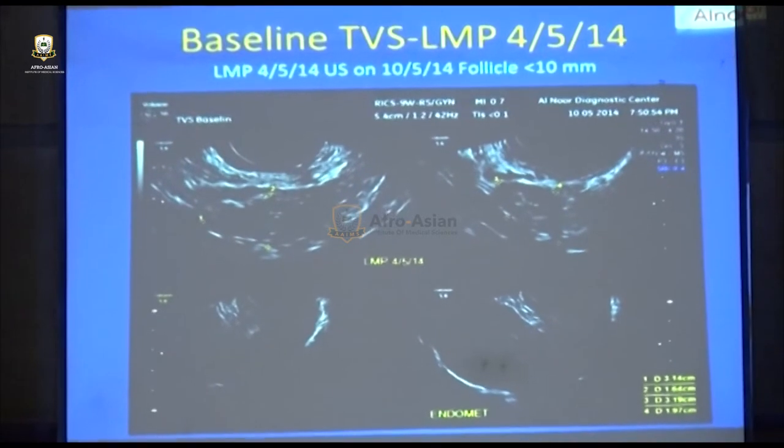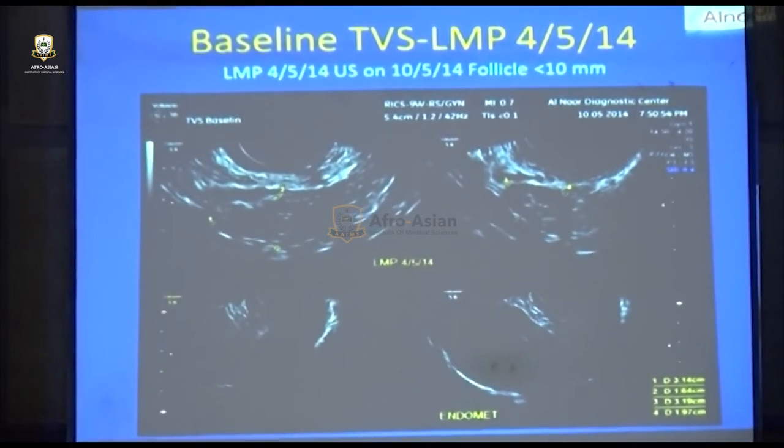Number one, can I request the lights further off, please? Because they're all grayscale images. Can I request the lights, please?